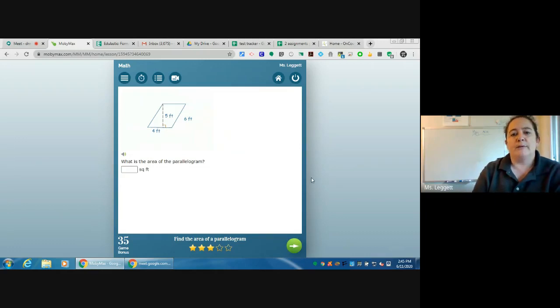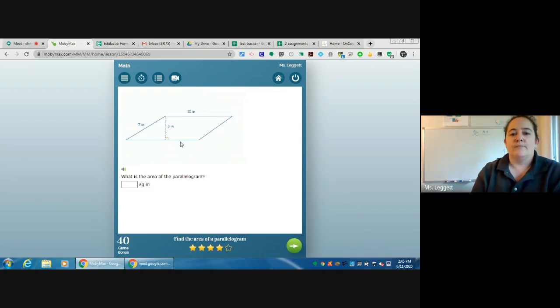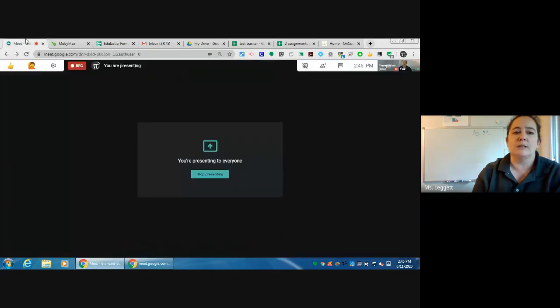Still, area of parallelogram. Height is 5, base is 4. 5 times 4 is 20, so 20 square feet. Okay, one more. All right, 3 is the height, and the base is 10. 3 times 10, 30. Right? So that is it for parallelograms. Remember, if you have any questions, please let me know.